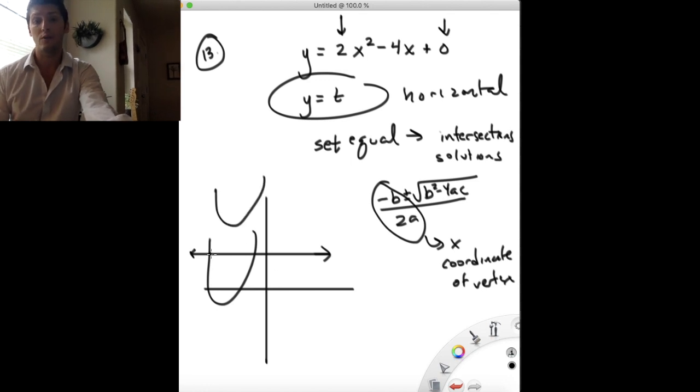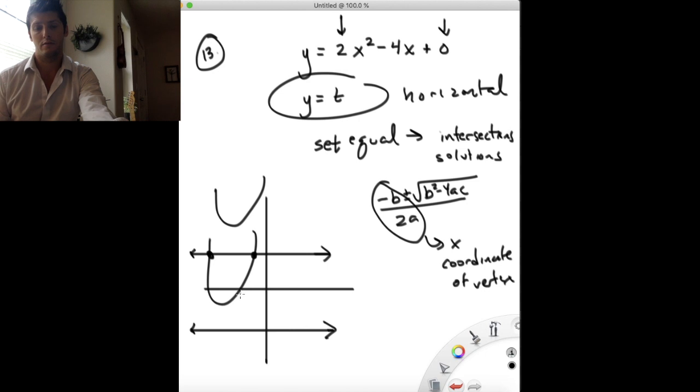No solutions means no intersections. The parabola I've drawn has 2 intersections. I don't know if that's the right parabola, but here's what I know. Because it opens up, I need to create a horizontal line below my parabola. Well, if only one answer is right on this test, the lowest number is what I'm going with.